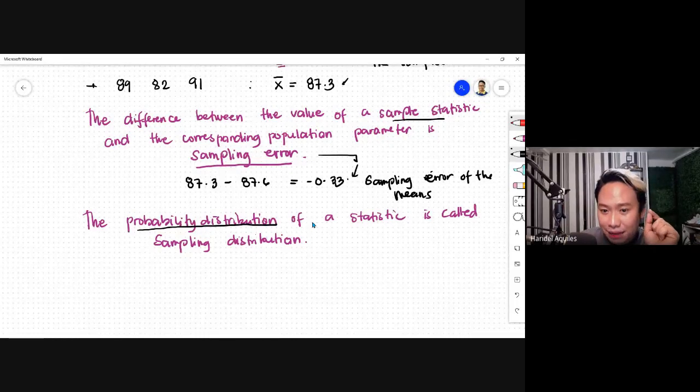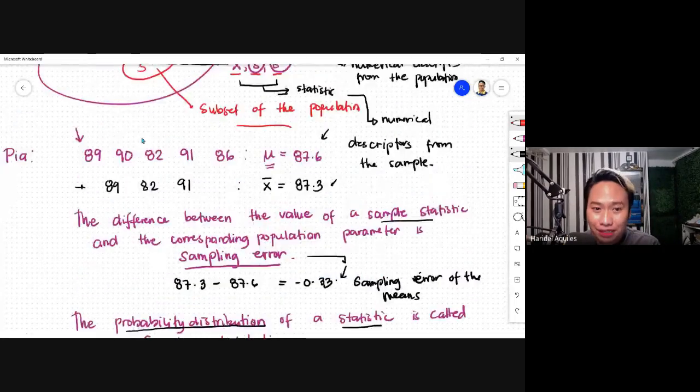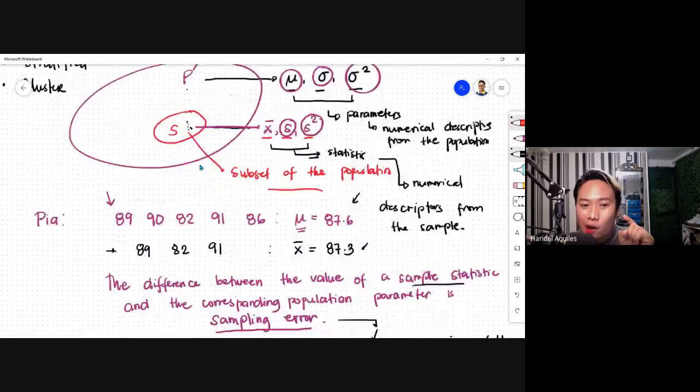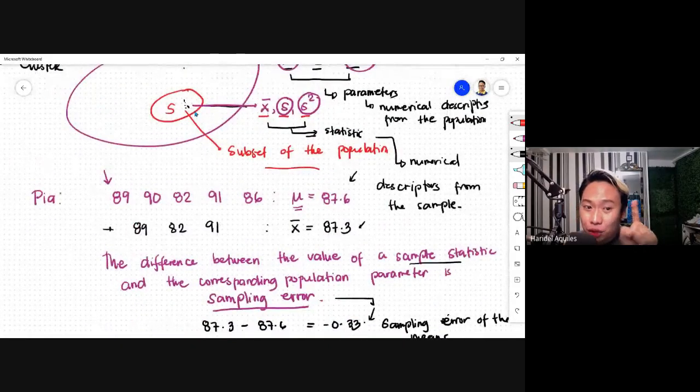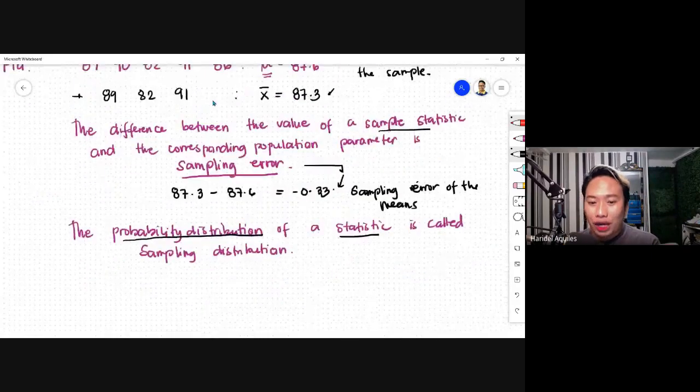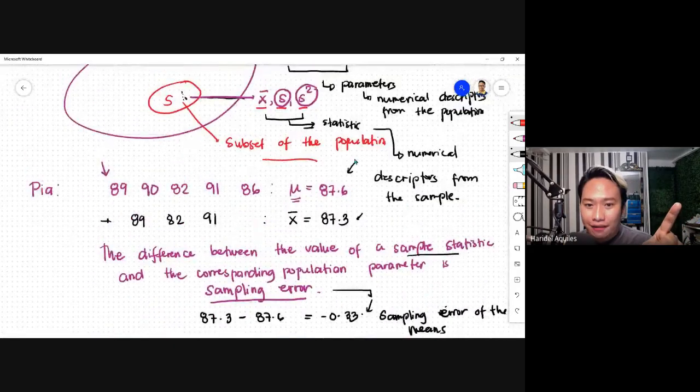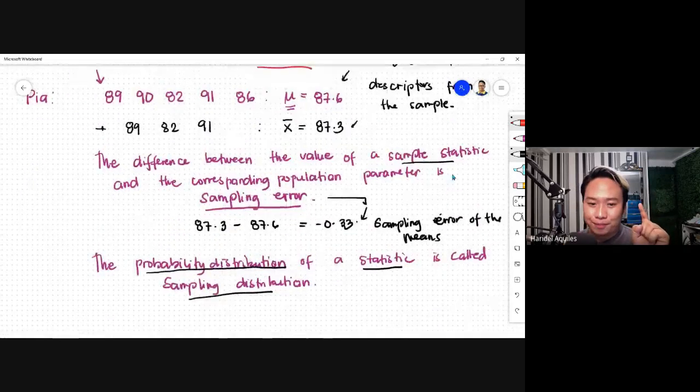It is a statistic because we're dealing with samples. This time, we're now dealing with sample sizes, guys. We're no longer dealing with the population. We're dealing with the sample that we pick. If you see a probability distribution given for a sample, we call it a sampling distribution. It's a statistic, right? Remember, the statistic is the numerical descriptor from the sample.